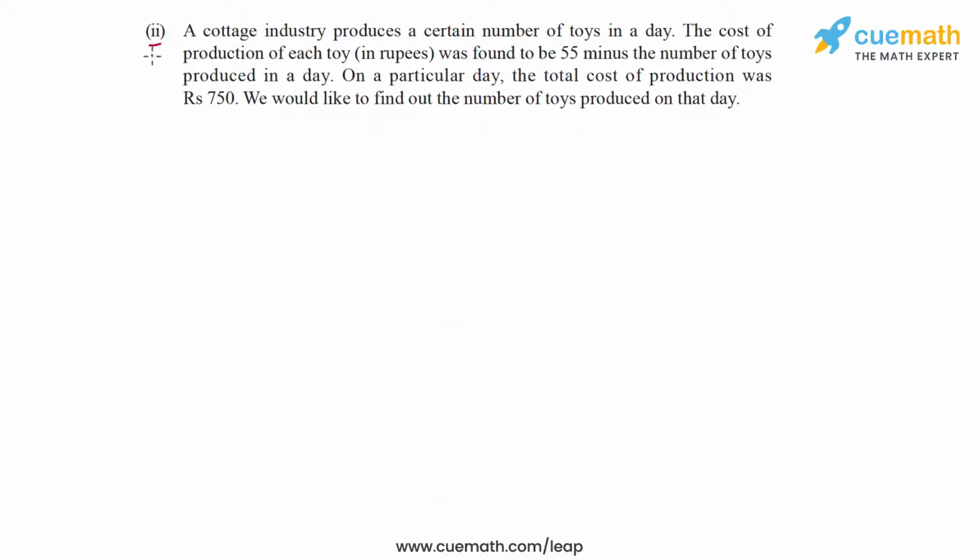In part 2, the problem statement says a cottage industry produces a certain number of toys in a day. The cost of production of each toy was found to be 55 minus the number of toys produced in a day. On a particular day, the total cost of production was rupees 750. We would like to find out the number of toys produced on that day.